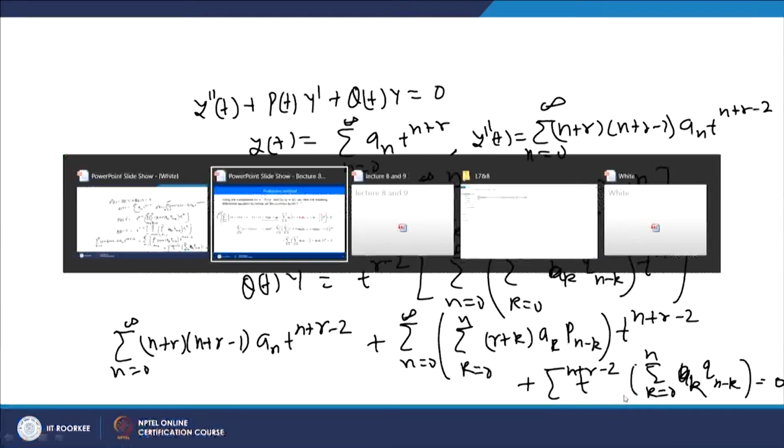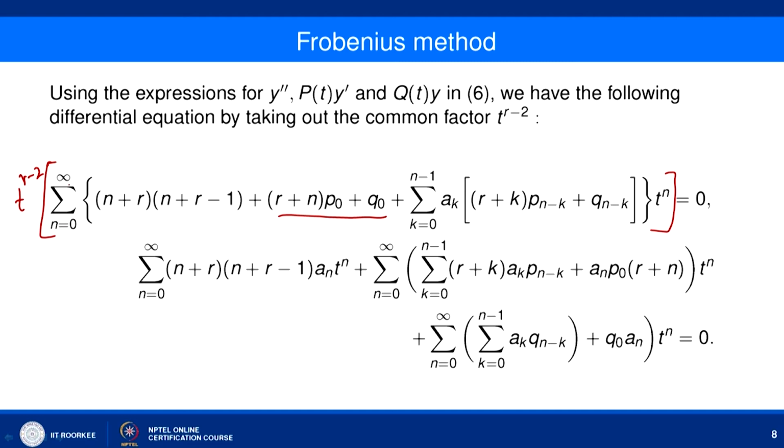So in this way we are getting the following formula: summation n equal to 0 to infinity, (n plus r minus 1) plus (r plus n) p_0 plus q_0 times a_n, plus k equal to 0 to n minus 1, a_k, and it is (r plus k) p_(n minus k) because of p(t)y', and a_k into q_(n minus k) because of q(t)y, into t to the power n, equal to 0.